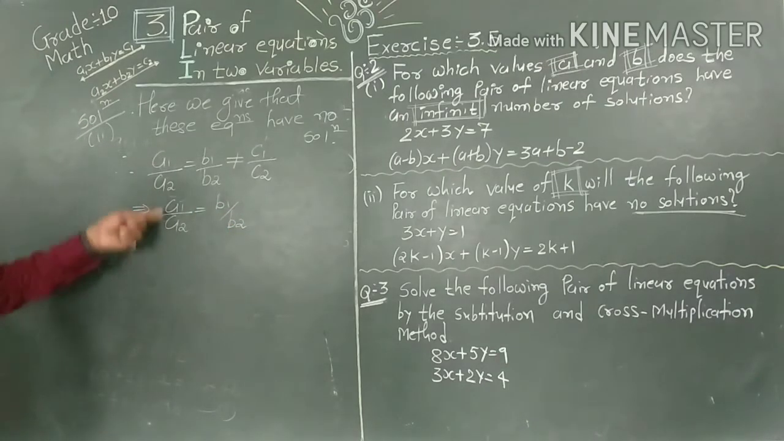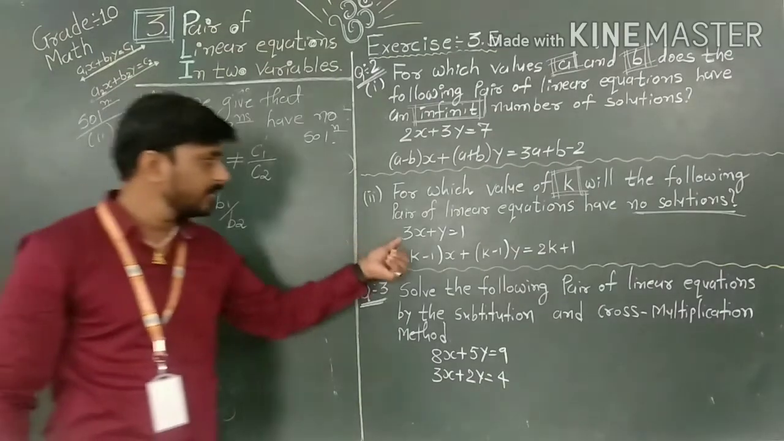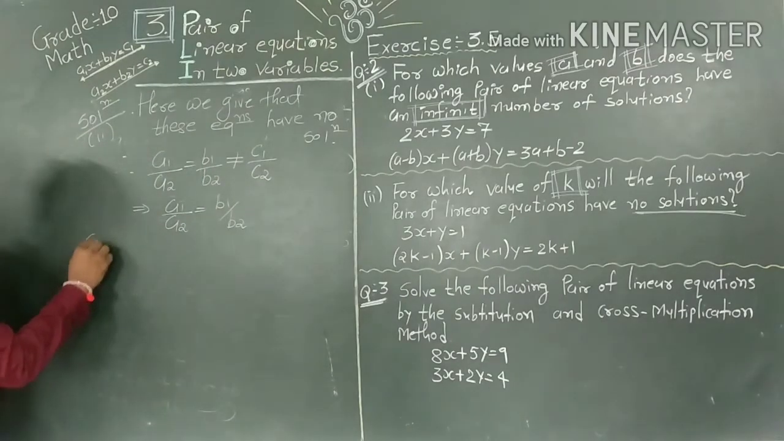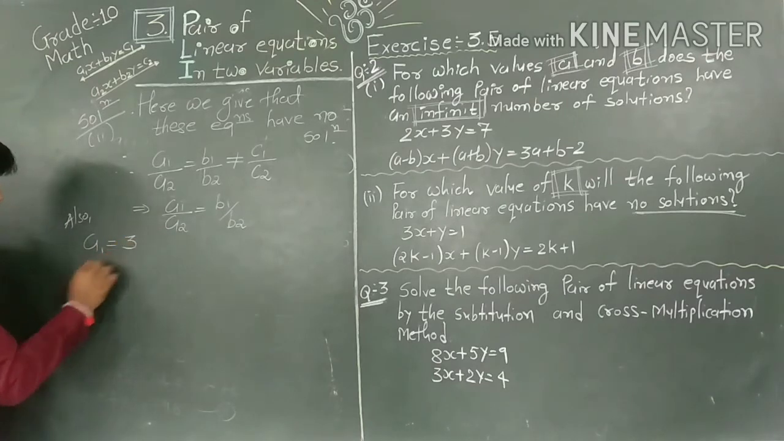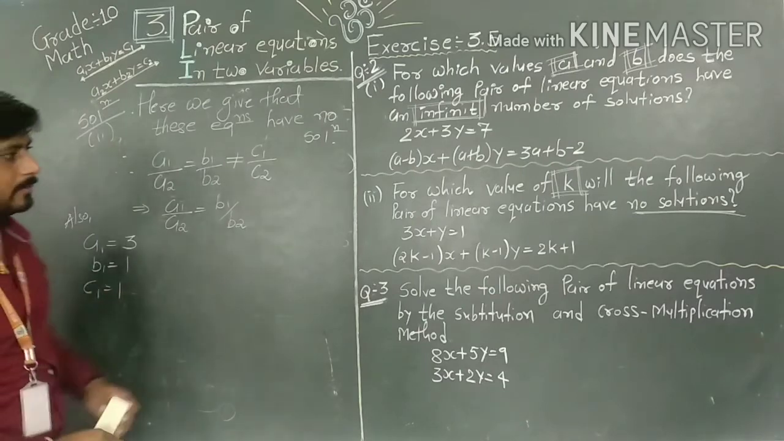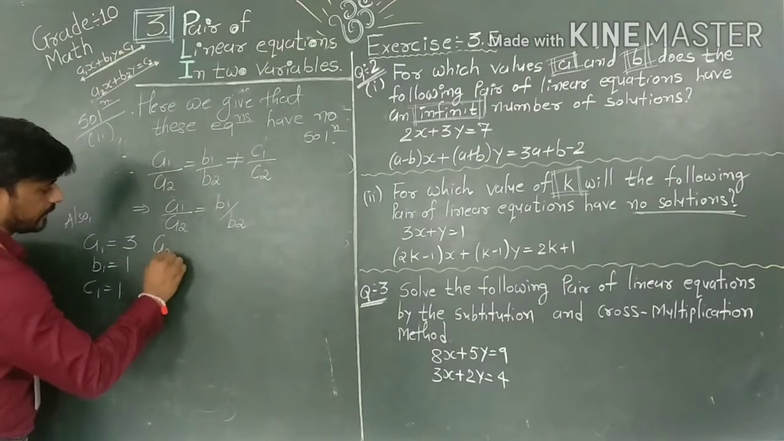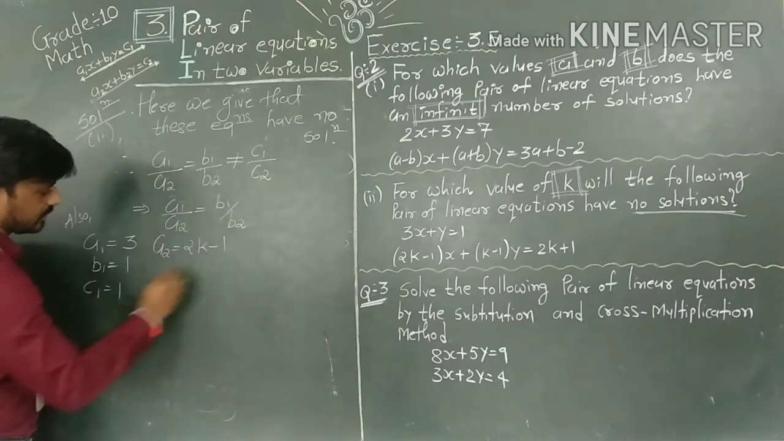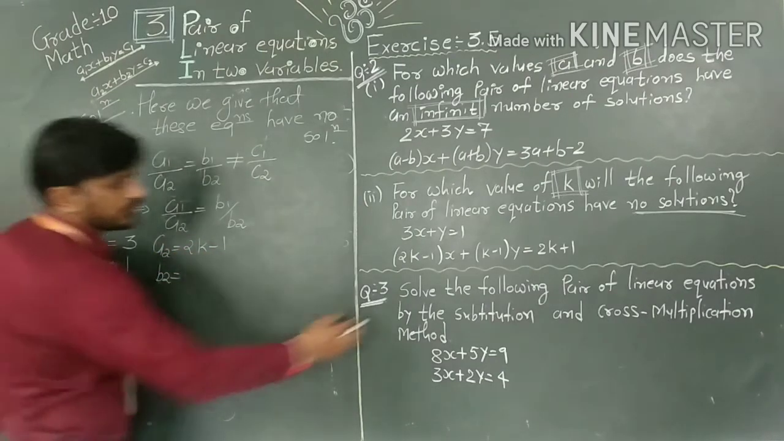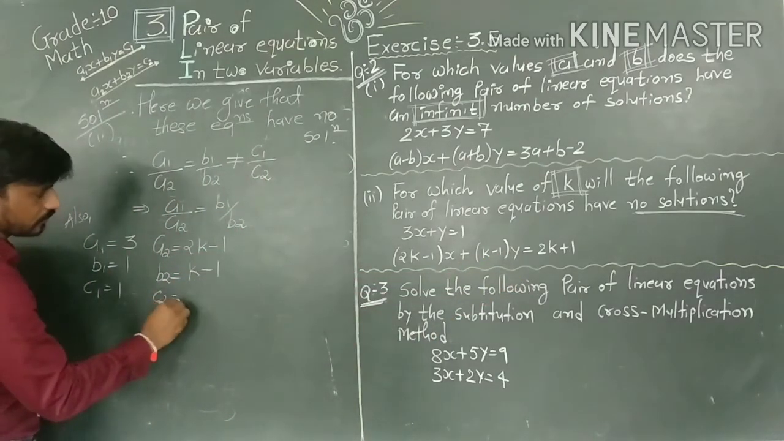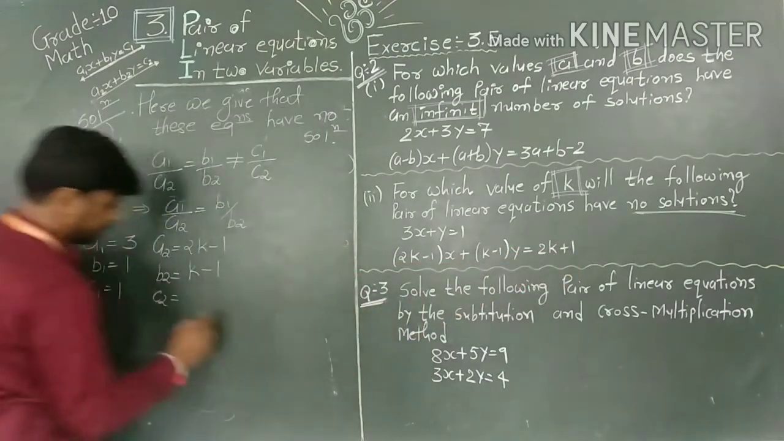Now I write A1, A2, B1, B2. What are A1, B1, C1, A2, B2 and C2? So I write: A1 is equal to 3, B1 is equal to 1 and C1 is equal to 1. A2 is equal to 2k minus 1, B2 is equal to the coefficient of y, k minus 1, and C2 is equal to 2k plus 1.